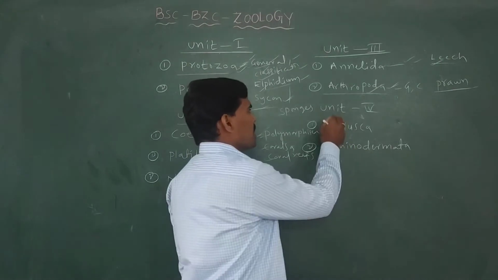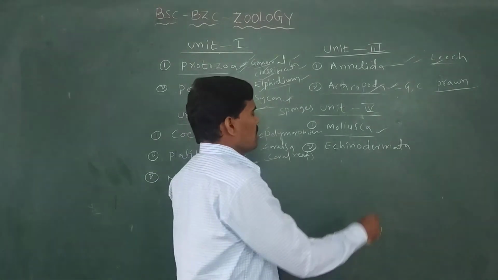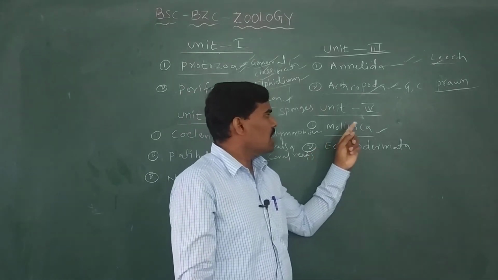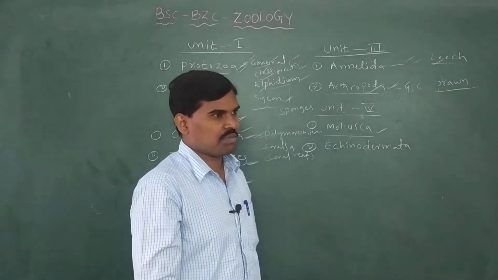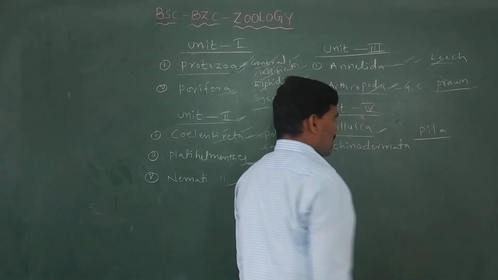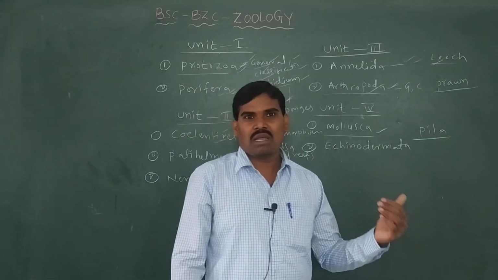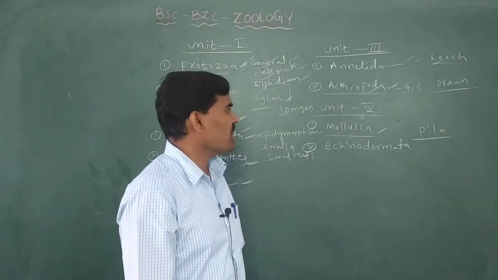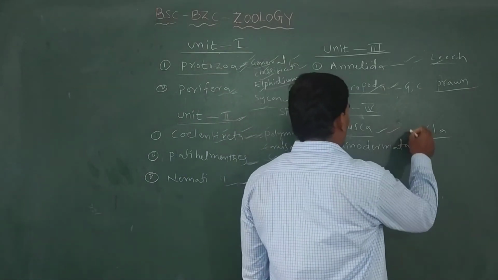Next, coming to the fourth unit, the Mollusca phylum. For the Mollusca phylum, the general characters and classification are explained, and the type study is Pila globosa: external morphology, respiratory system, circulatory system, nervous system, and reproductive system. The formation of the pearl, how the pearls are formed, is also explained in the Molluscan phylum.